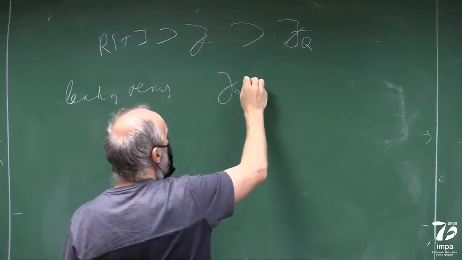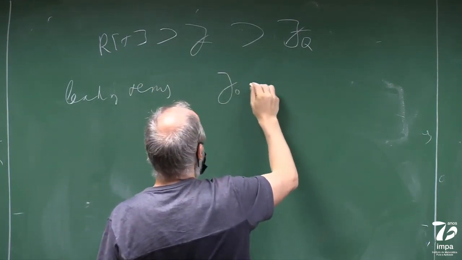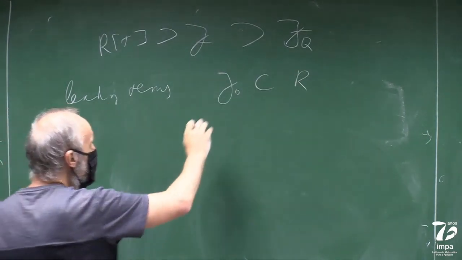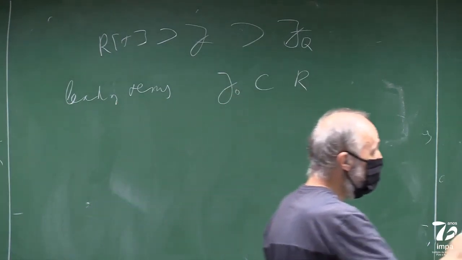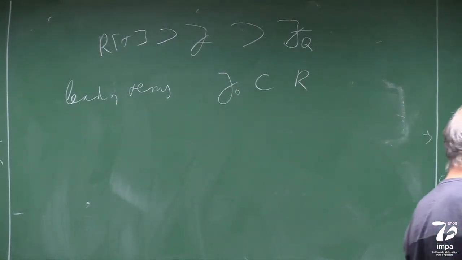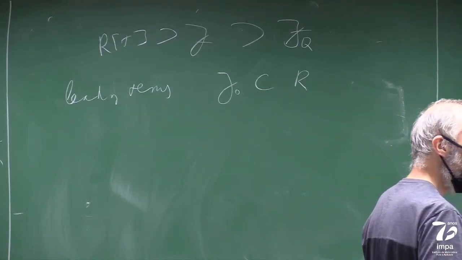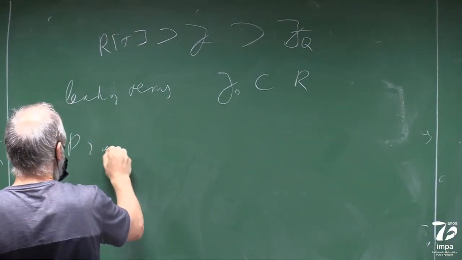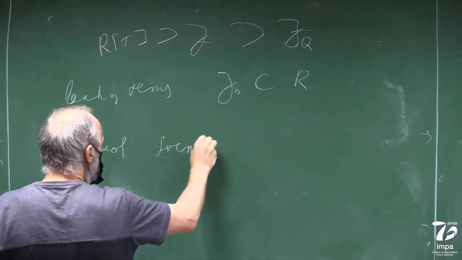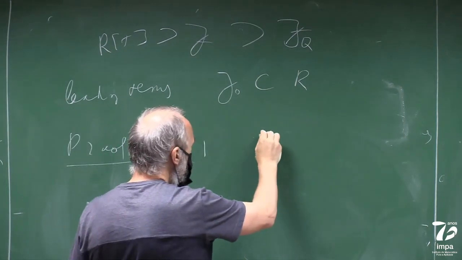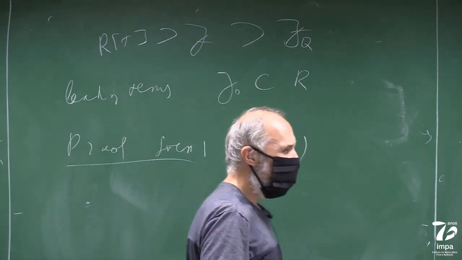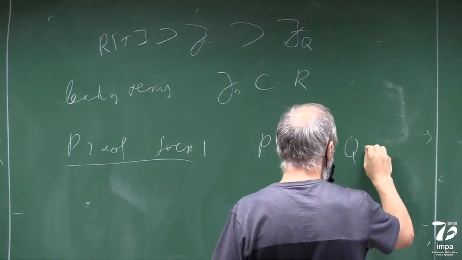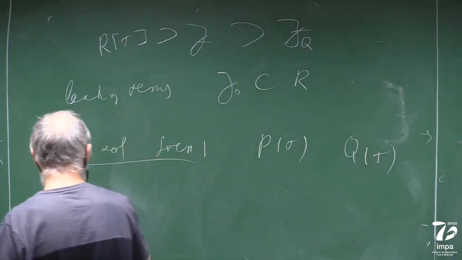J_0 belongs to R, and this is the leading terms of these guys as well. Okay, so the first observation: suppose that you have P(t) with the same leading term as Q(t). Same leading terms.